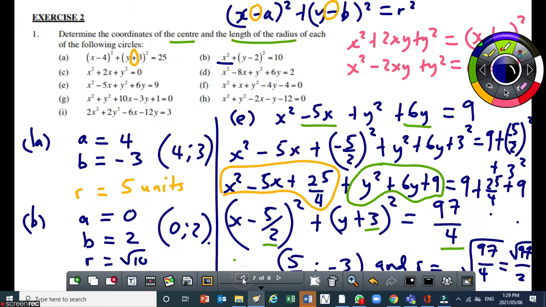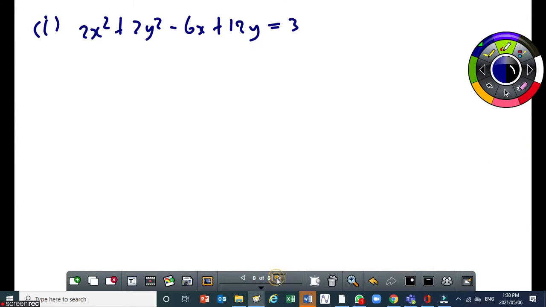Let me check that. So there's a minus on the bottom, so that's a minus 2. So this is also a minus. Okay. So here, if you want to complete the square, you should know by now that you have to make the coefficient of x squared equal to 1, the coefficient of y squared equal to 1. Because I have to rearrange the terms.